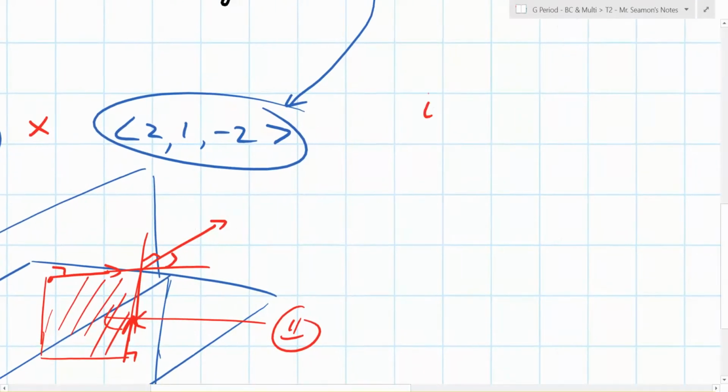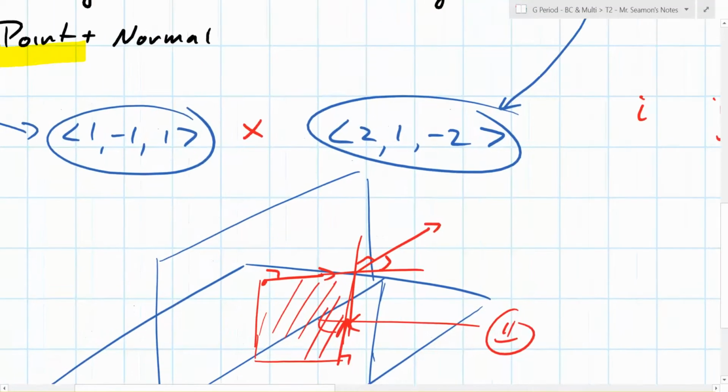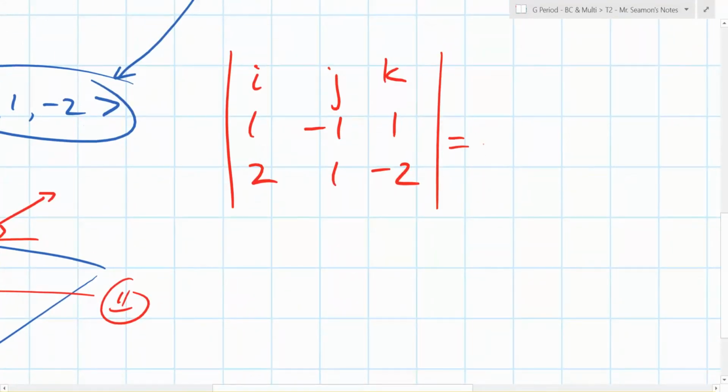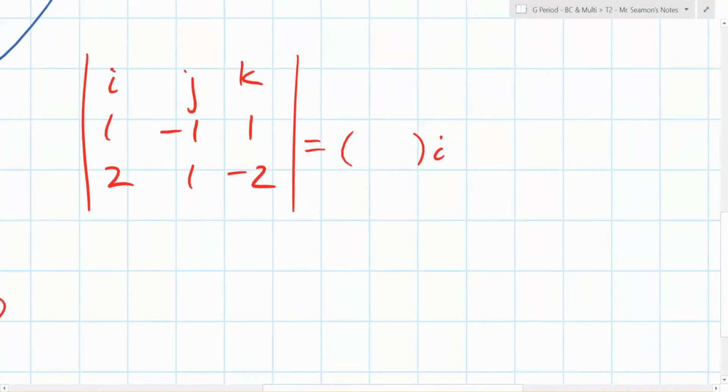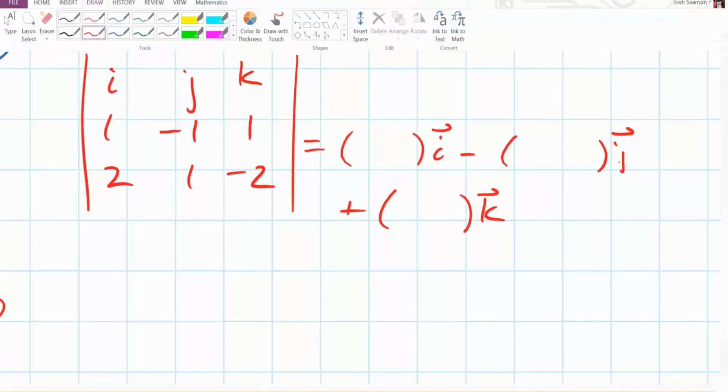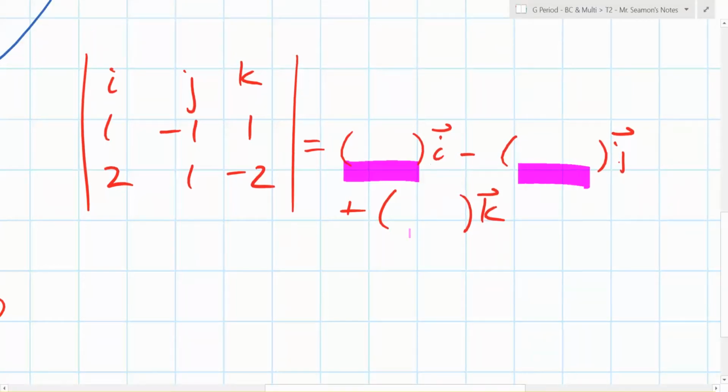So if you're going to set these up, i, j, k, what's the first vector? 1, -1, 1, and then 2, 1, and -2. You cross them, and then you end up with something i, minus something j plus something k. So those are your components right there, right? So you do all those 2 by 2 determinants. And then once you get that, you're really just interested in what three numbers? The final numbers right here, here, and there.